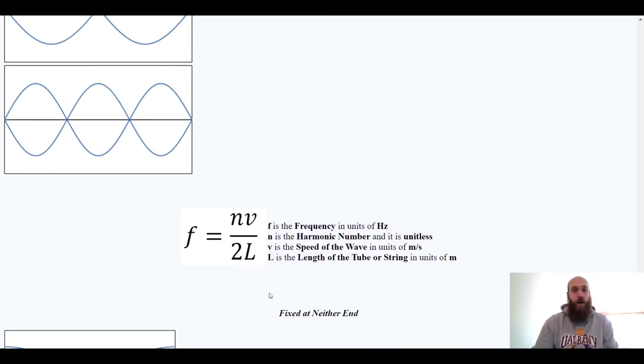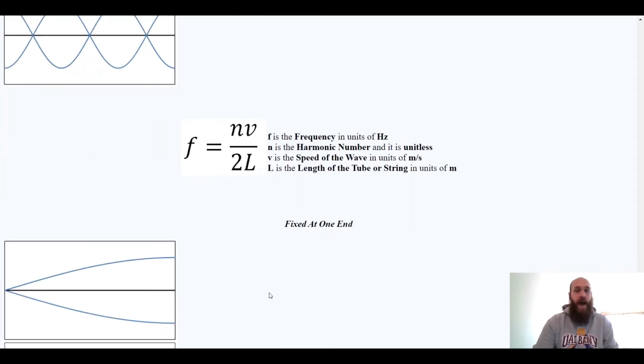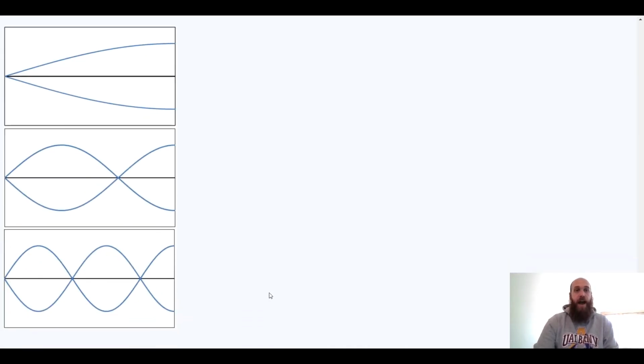The difference is going to come when you fix only one end. Then you've got a pattern that looks like this. And now notice we only have a quarter of a wave. Or in this one we have a half plus another quarter, so 3/4 of a wave. Or in this one we have a full wave, 4/4 plus another quarter, so 5/4 of a wave. In this pattern we're going 1, 3, 5. So we're counting odd harmonics. There are no even harmonics when we're fixed at only one end.